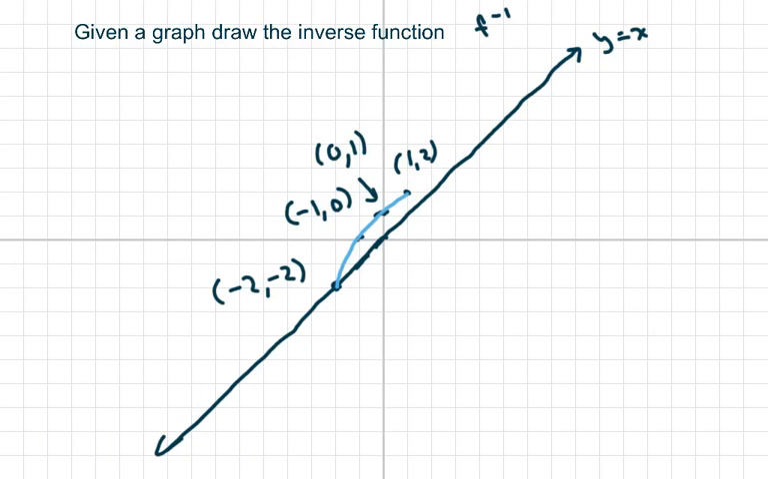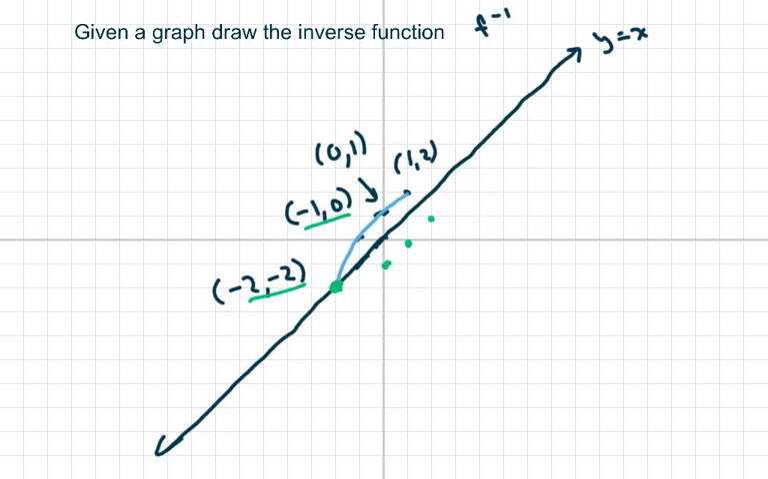Hi everyone, we're going to just draw the inverse function given already a graph that is 1-to-1, and basically they give you the points here, and for the inverse you're supposed to switch the x and the y. Well, if we take this first point and switch it, we're just going to get the same -2, -2. If we switch those 2 points, we'll get 0, -1. And you switch this, you get 1, 0. And switch this, you get 2, 1.